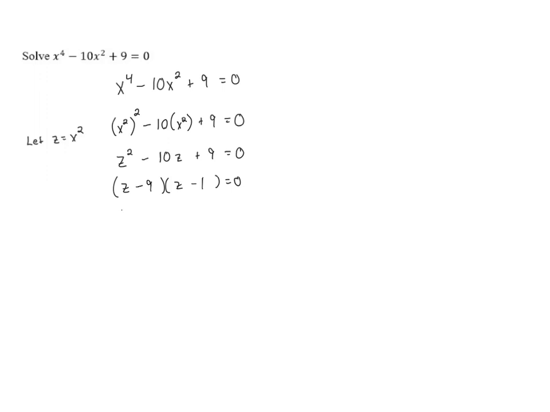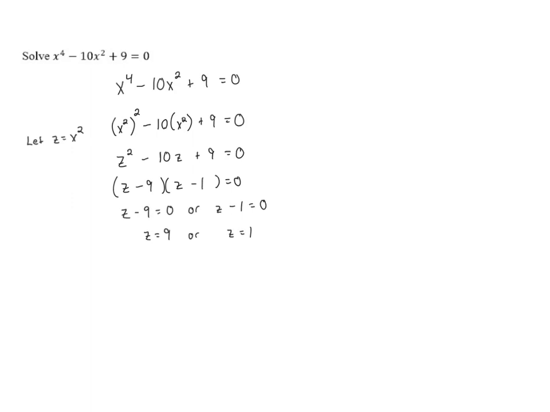Now we can use the zero factor property to set each of these factors equal to 0. So z minus 9 equals 0, or z minus 1 equals 0. And when we solve each of these equations, we get z equals 9, or z equals 1.